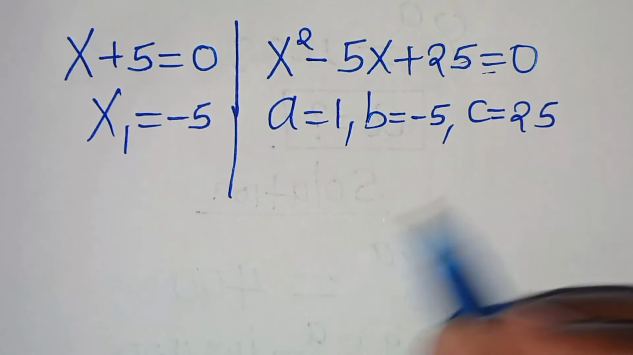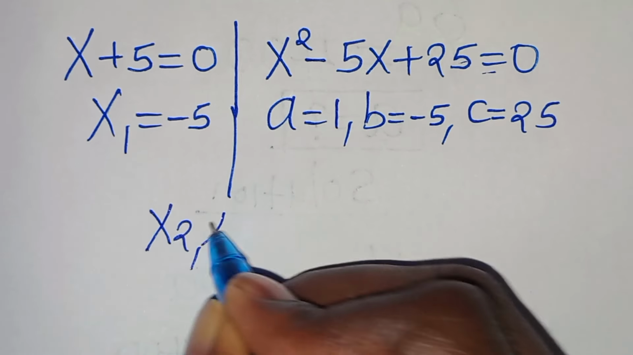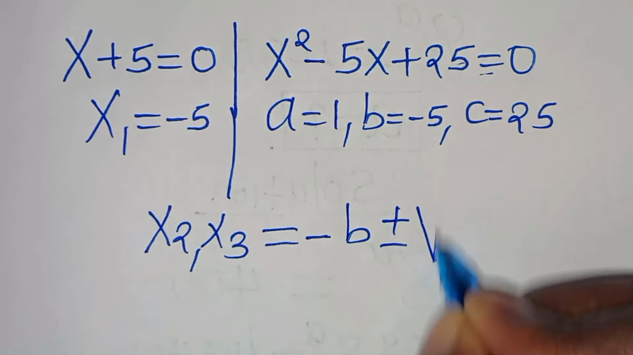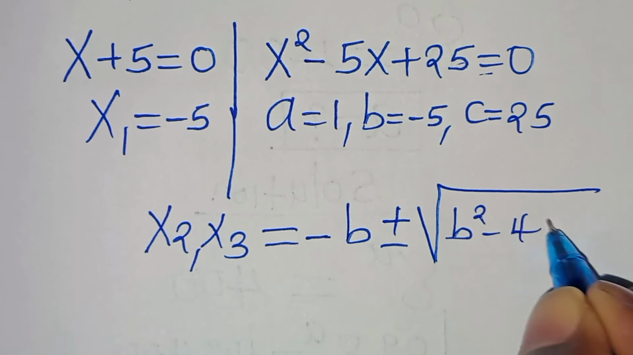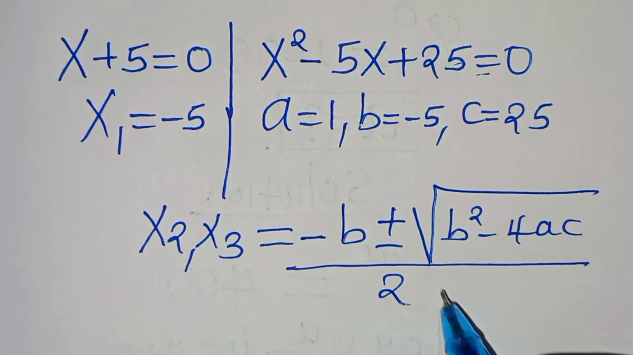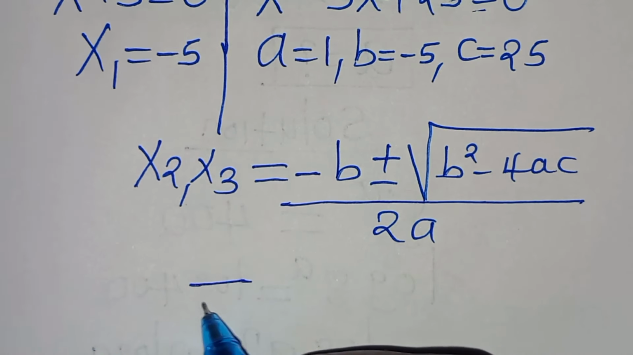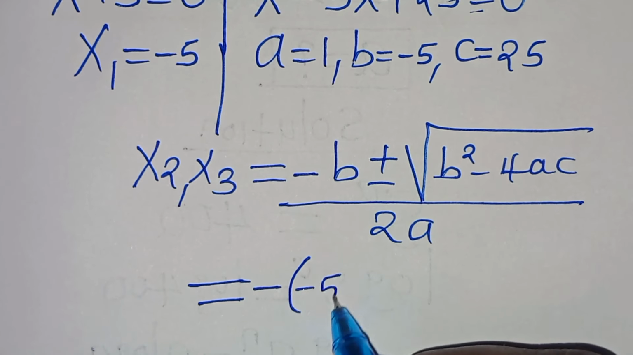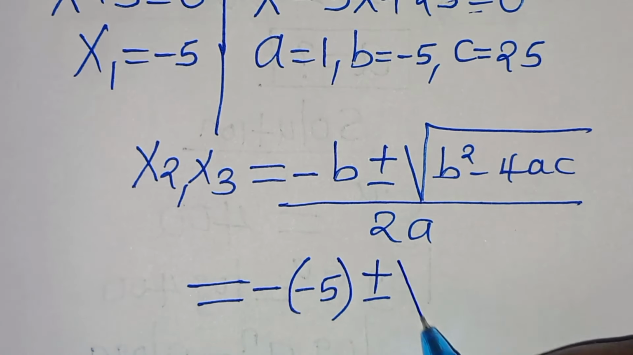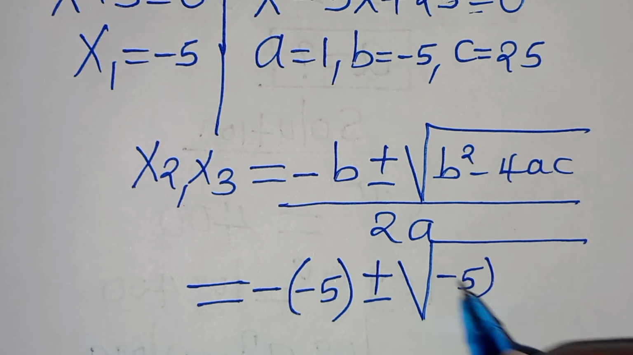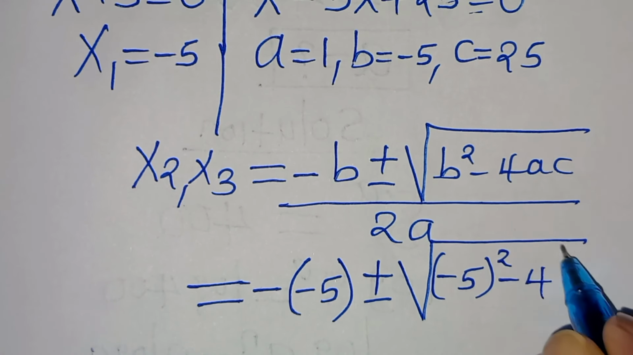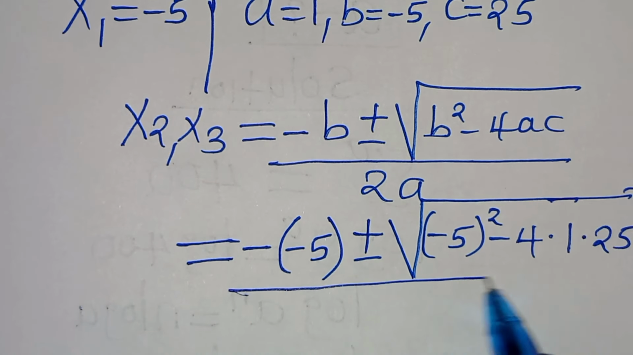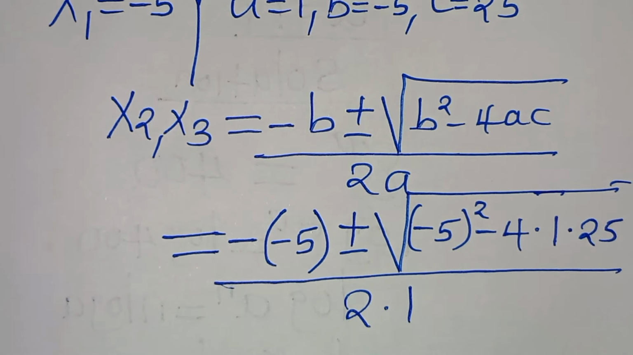So this implies that we can solve for x2, x3 by applying the quadratic formula, which is minus b plus or minus the square root of b squared minus 4ac, everything divided by 2 times a. Therefore, substituting the values of a, b, and c into this formula, we have minus minus 5 plus or minus the square root of minus 5 raised to the power of 2 minus 4 times a, which is 1, times c, which is 25, everything divided by 2 multiplied by 1.